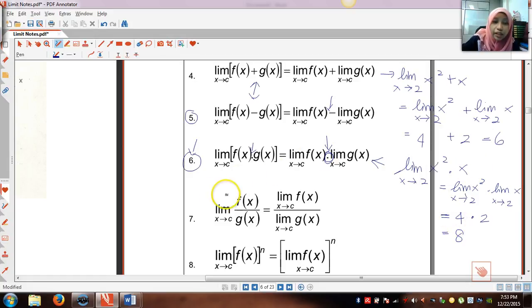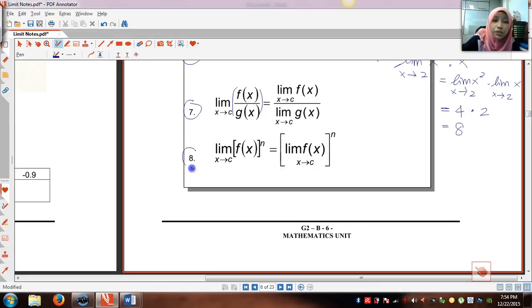Alright, so we can get theorem number 7. We have the limit of f(x) over g(x). We have this f(x) over g(x), and then we can separate it. So the limit of f(x) first, divided by the limit of g(x), as x approaches c.